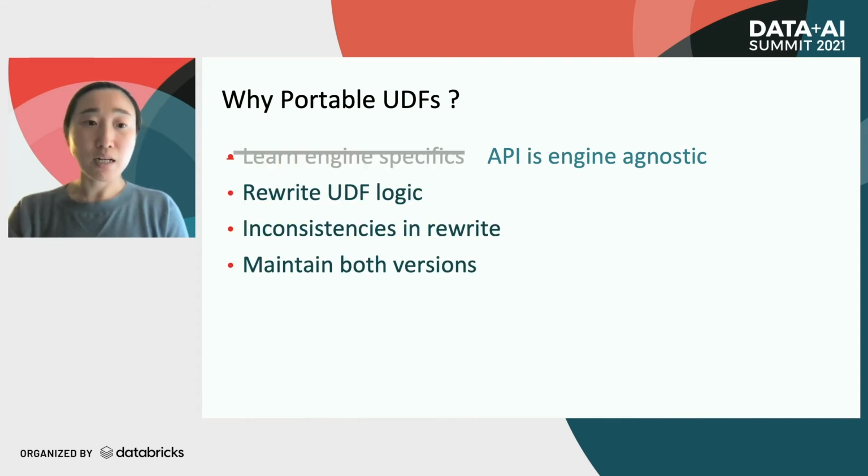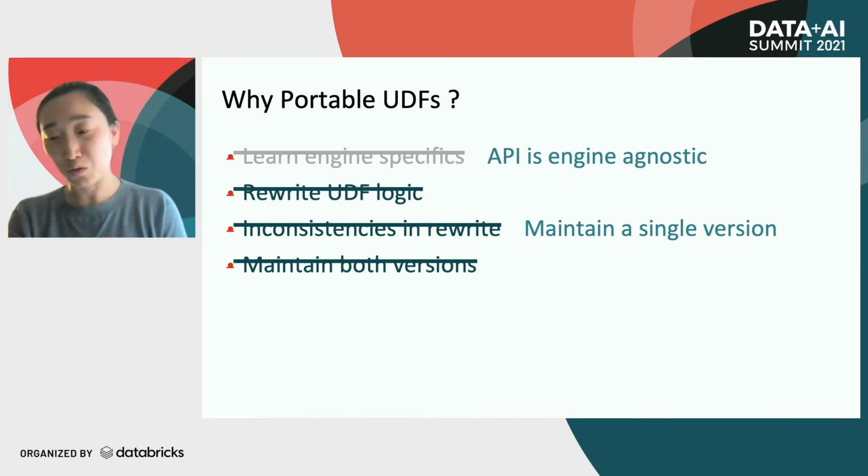And the next set of problems, rewriting logic, inconsistency in rewrites, or maintaining multiple versions, all originate from having multiple versions of the code. Because we allow users to write a single version of the code in a single API, these problems are all solved as well, because now users only need to worry about a single implementation.